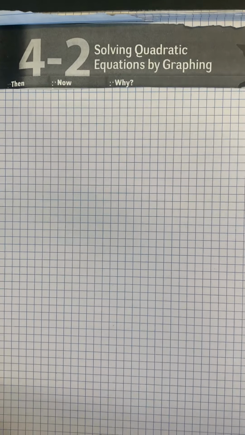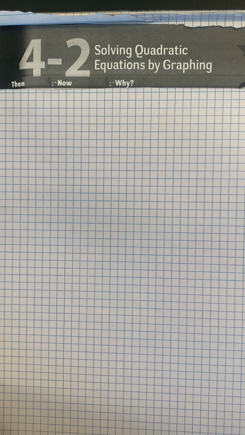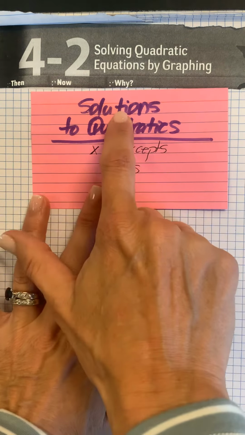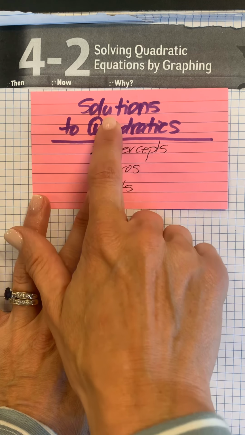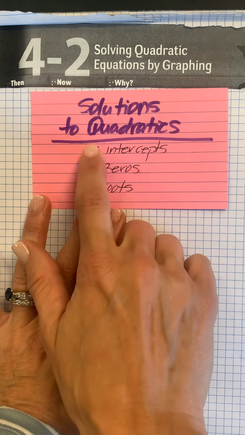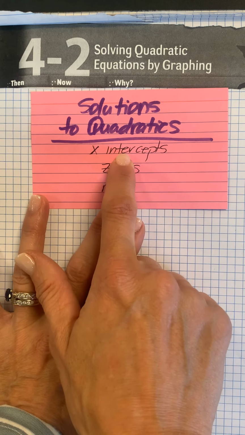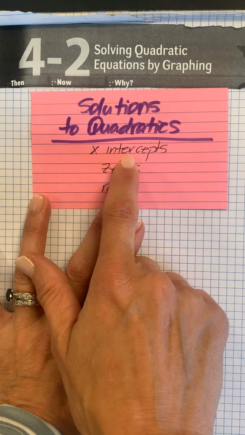4.2, solving quadratic equations by graphing. So when it's saying solving, when you solve an equation, you solve for x, correct? All right, so when we solve quadratics, if we're solving for x, then those solutions are going to be the actual x-intercepts of the parabola, because we're solving for x. So where does it cross?